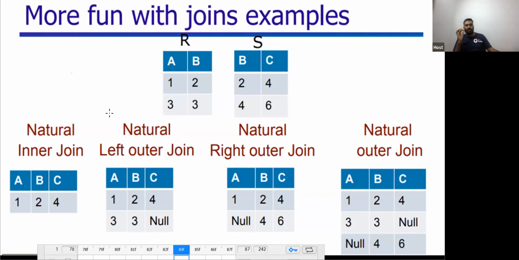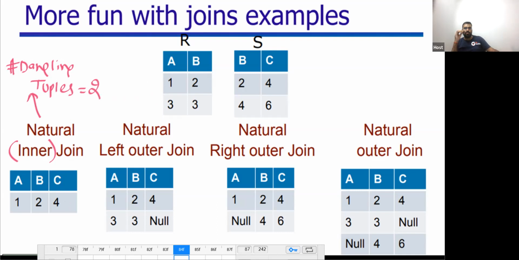For example, what will be the natural join? There will be 3 tuples. For these two, A, B and B, C, this is a duplicate, you don't have to write it. This will match with this. When you do the natural join, how many dangling tuples are there? The total number of dangling tuples is 2: one from R, one from S. This is the dangling tuple of R. This is the dangling tuple of S.